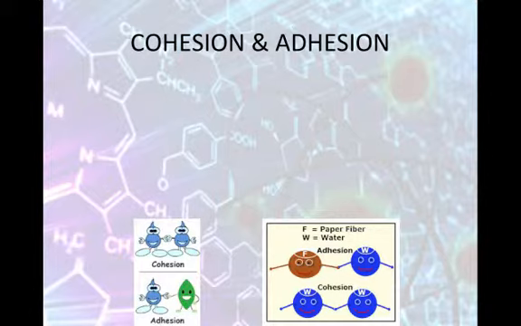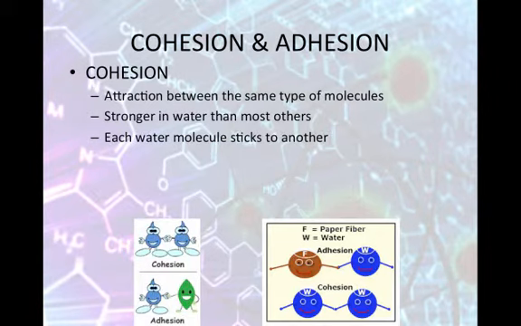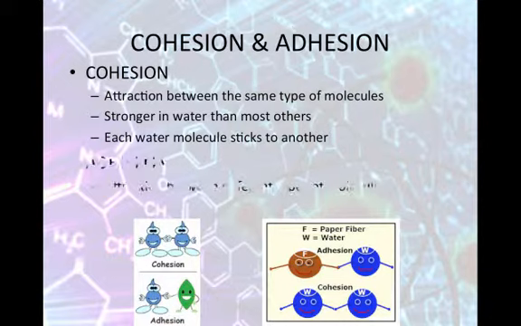Cohesion and adhesion are properties that are caused by polarity. Cohesion is the attraction between the same type of molecules. So when 2 water molecules are attracted together via hydrogen bonds, that's an example of cohesion. Cohesion is stronger in water than in any other substance.